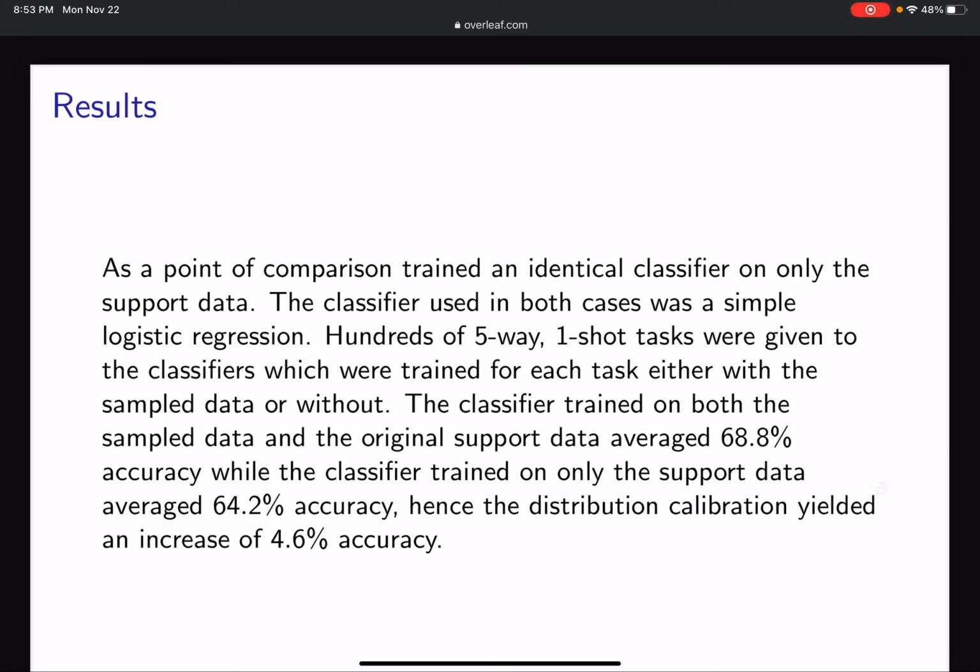The classifier trained on both the sample data and the original support data averaged 68.8% accuracy, while the classifier trained on only the support data averaged 64.2% accuracy. Hence, this distribution calibration yielded an increase in 4.6% accuracy.